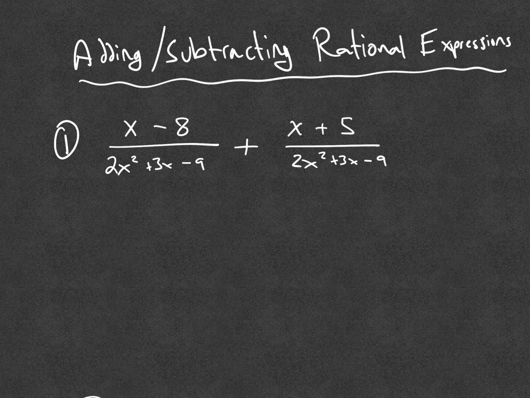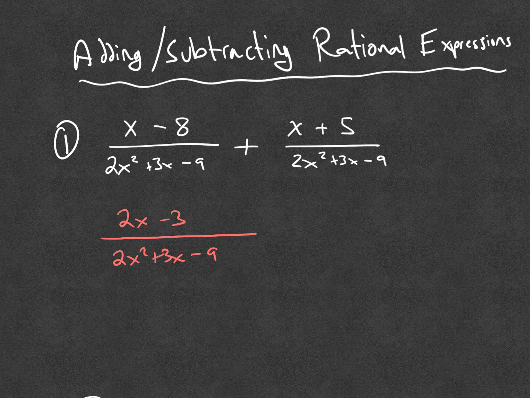On this one, what you notice was we're adding, and I look to check my denominators, and they are in common, so they have the same denominator, so I can go ahead and add these together. And when we do that, I'm going to have one fraction with 2x squared plus 3x minus 9 on the bottom. And on the top, I can combine my like terms. It's addition, so I can do x plus x is 2x, and negative 8 plus 5 is minus 3.